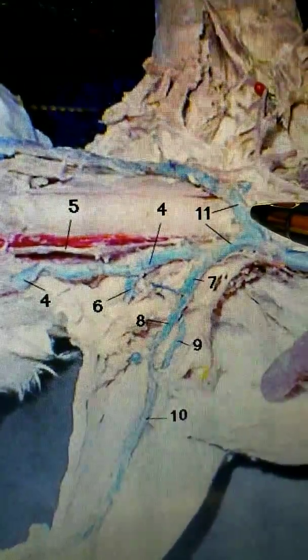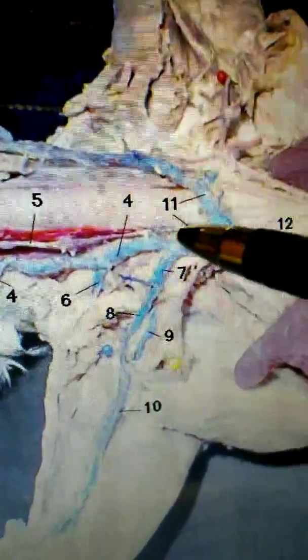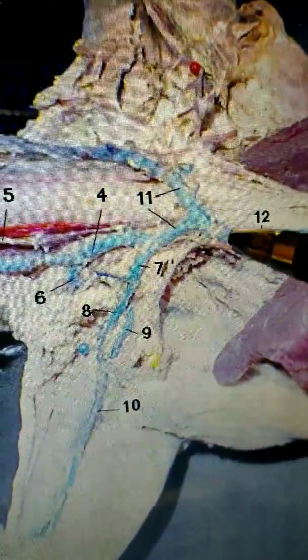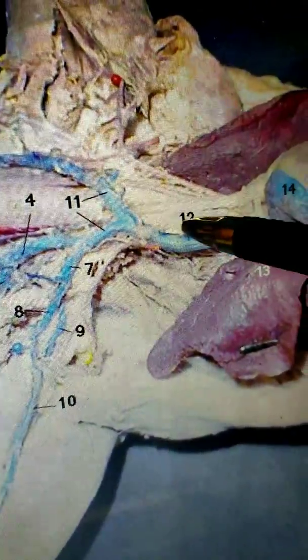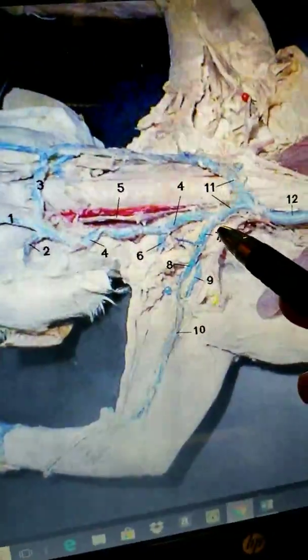Number 11 is the brachiocephalic vein. When they meet, they form the precava. Number 12 is the superior vena cava.